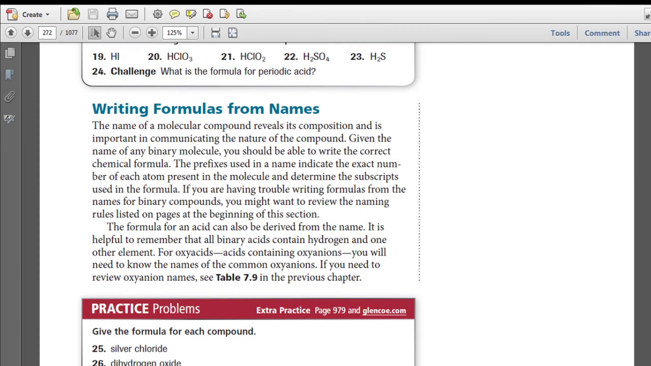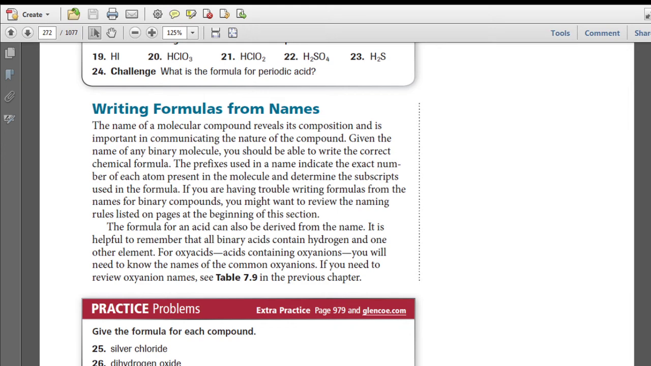The name of a molecular compound reveals its composition and is important in communicating the nature of the compound. Given the name of any binary molecule, you should be able to write the correct chemical formula. The prefixes used in a name indicate the exact number of each atom present in the molecule and determine the subscripts used in the formula. If you are having trouble writing formulas from the name of binary compounds, you might want to review the naming rules listed at the beginning of this section.